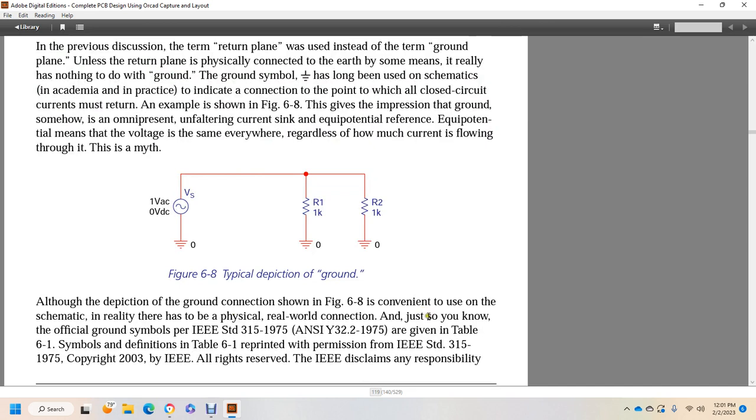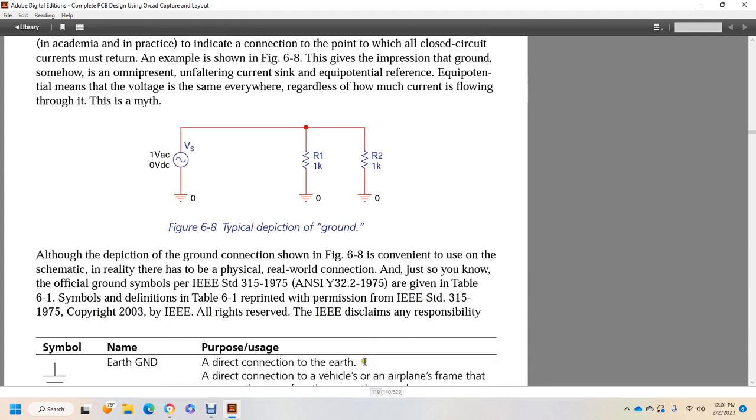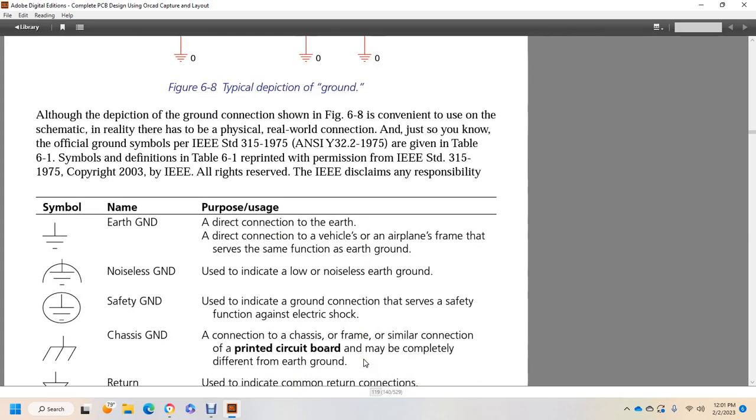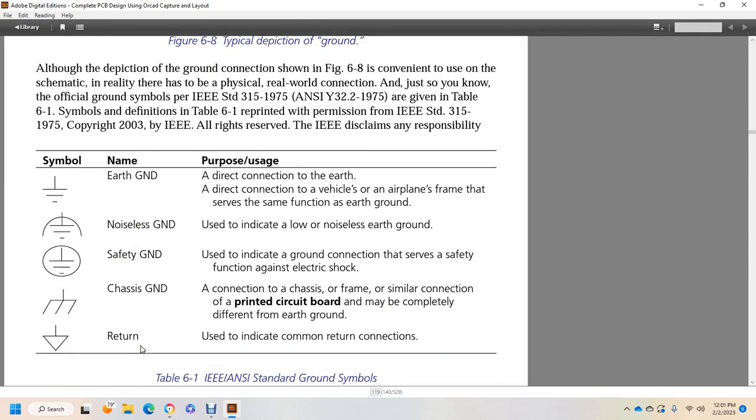real-world connection. Now, the official ground symbols per Institute of Electrical and Electronics Engineers Standard 315-1975 are given in Table 6-1, reprinted with permission from IEEE Standard 315-1975, copyright 2003 by IEEE, all rights reserved. IEEE disclaims any responsibility. So at the top, you have an earth ground, a noiseless ground, a safety ground, a chassis ground, and a return ground.